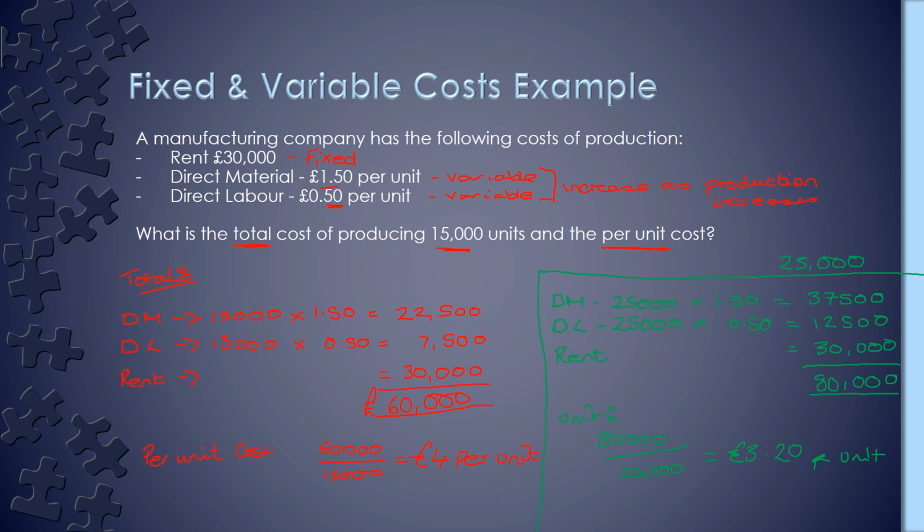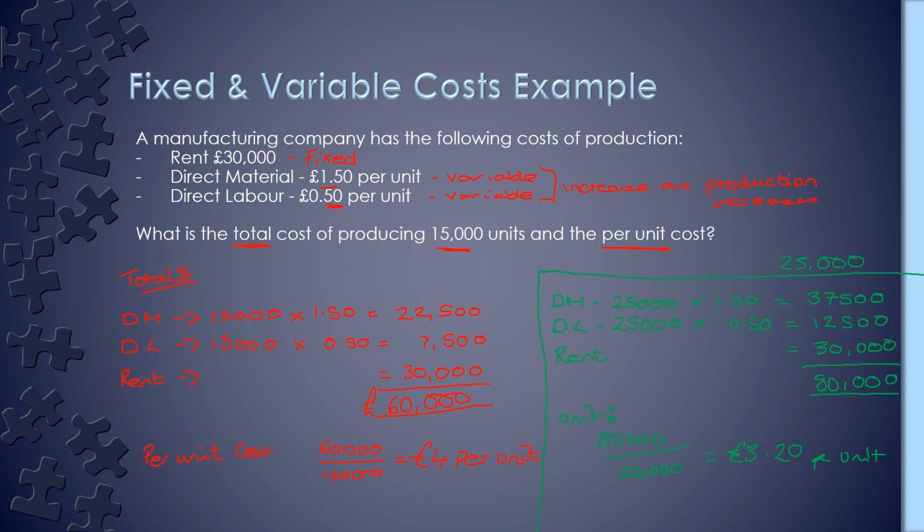Whereas with your 15,000 units, you had to spread your £30,000 across 15,000 units. But as our level of production increased, we're then spreading our rent of £30,000 across 25,000 units. So that's why it brings down the cost per unit, but that rent cost will stay the same. Hopefully that shows you how the fixed and variable costs will work when you're producing a total cost.